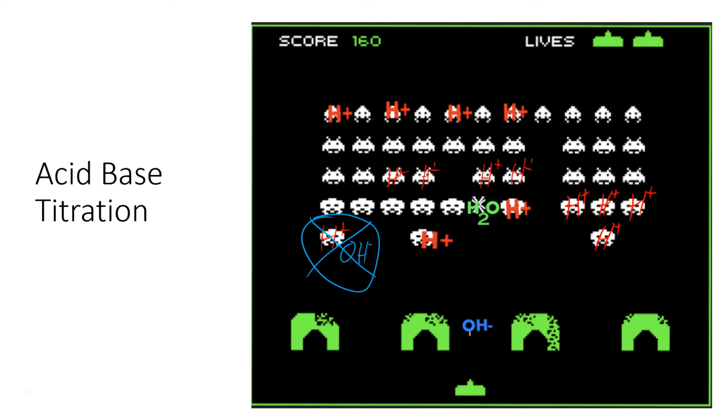So just assume all those aliens have an H+ on them. I just can't draw that much. I made this picture myself, actually, but I ran out of patience. All right, so that's what an acid-base titration does.